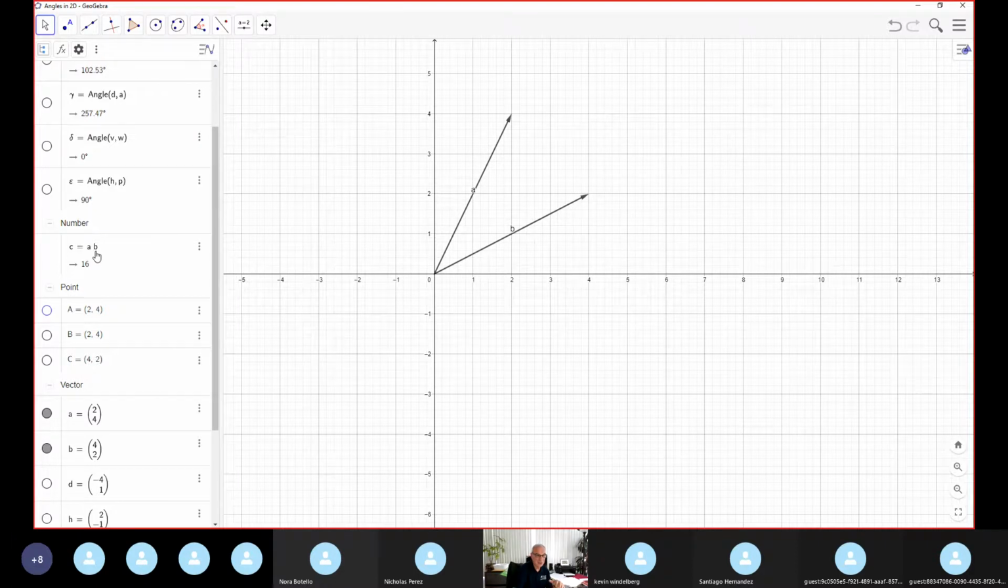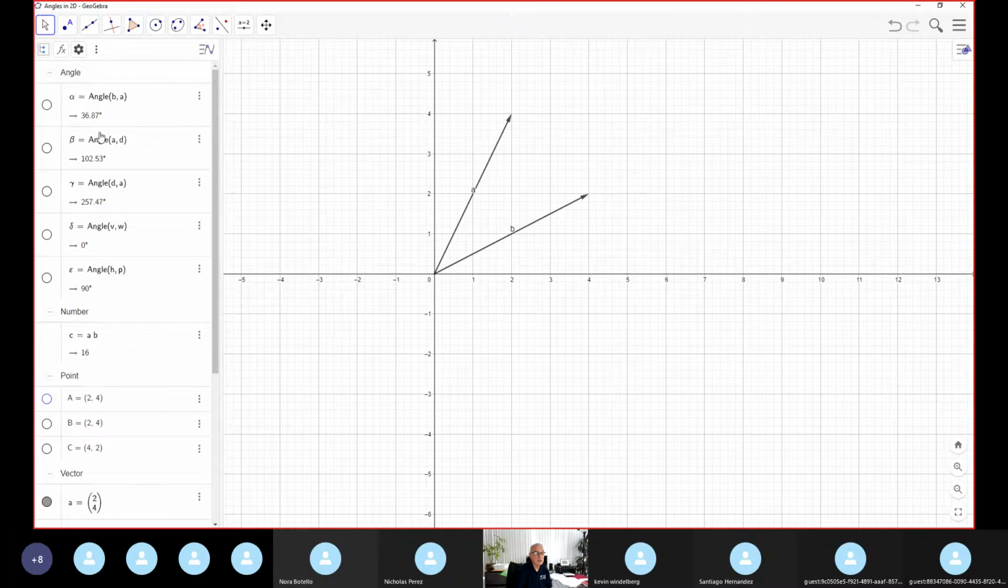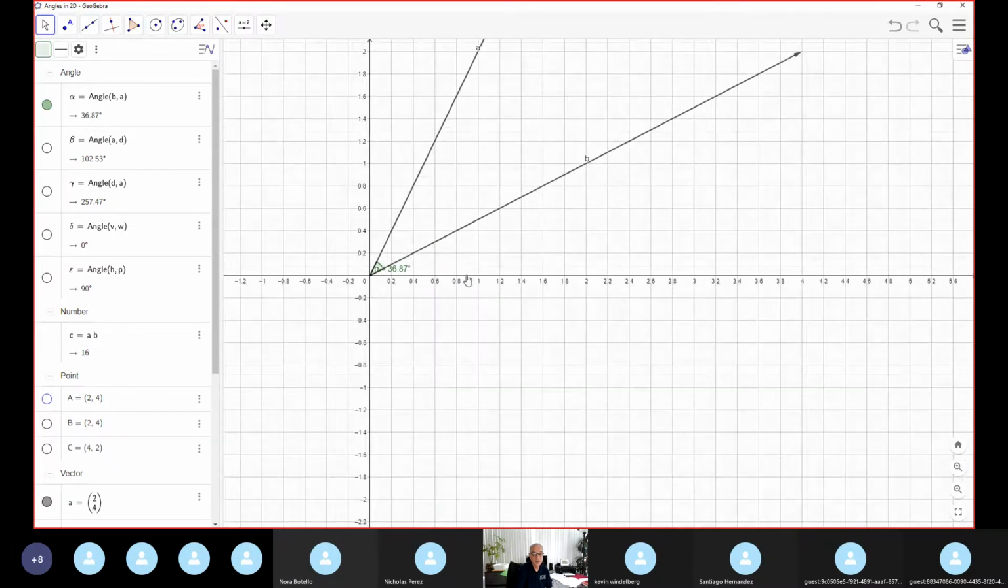Entonces, GeoGebra supposes that if A is a vector, multiplication by B, which is another vector, is a dot product. I multiply and it gives me the scalar. And the answer was 16. Nice. And the angle in between A and B is that angle. Boom. Look at that. Same answer.